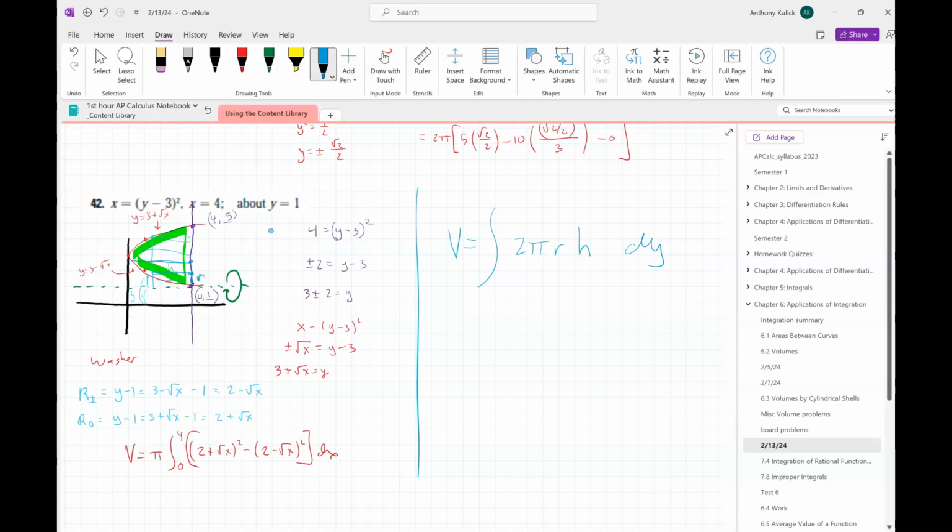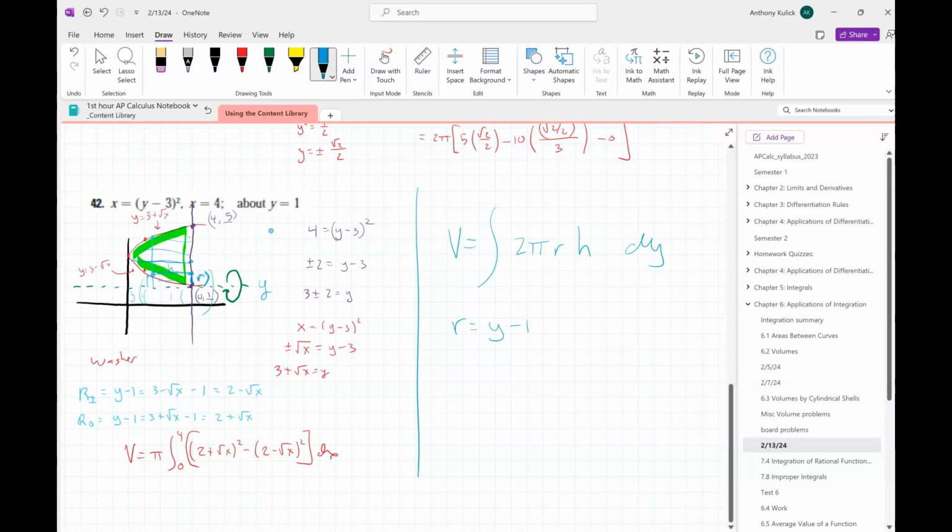So if this is my radius, what's this distance got to be? That's y, right? Because that's just a y coordinate. We've gone up y units. And this is 1. So the radius, just that little spot there, is y minus 1. Does that feel okay there?